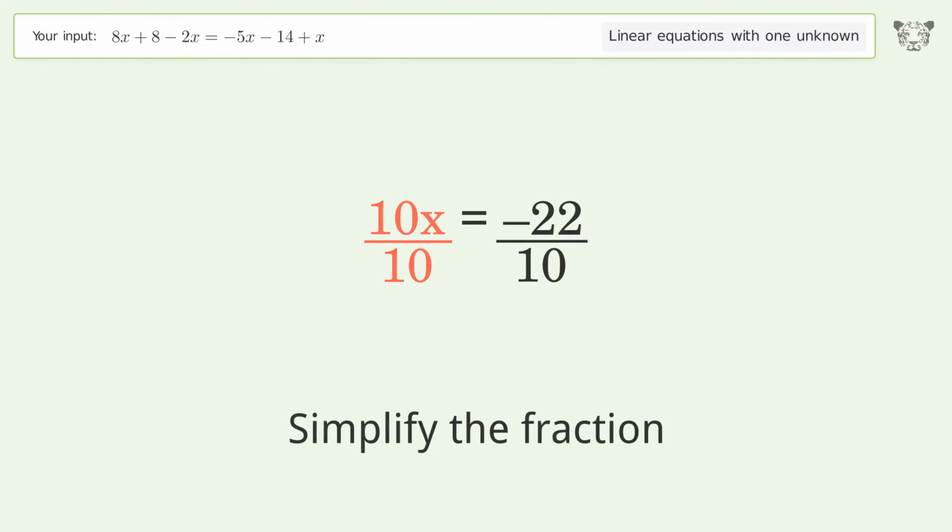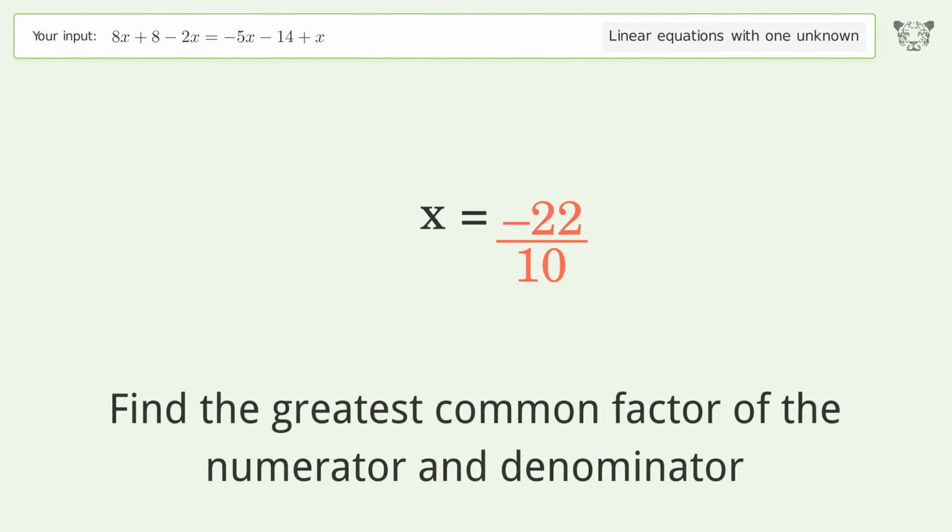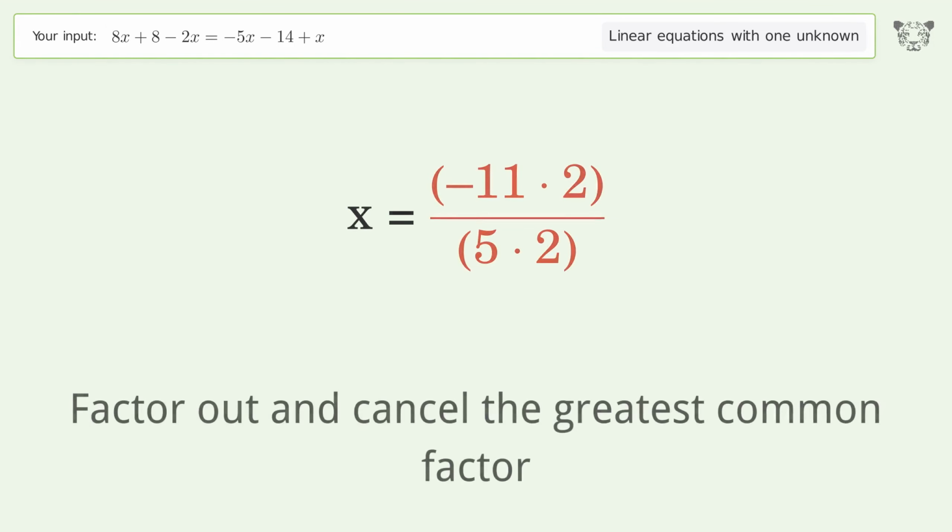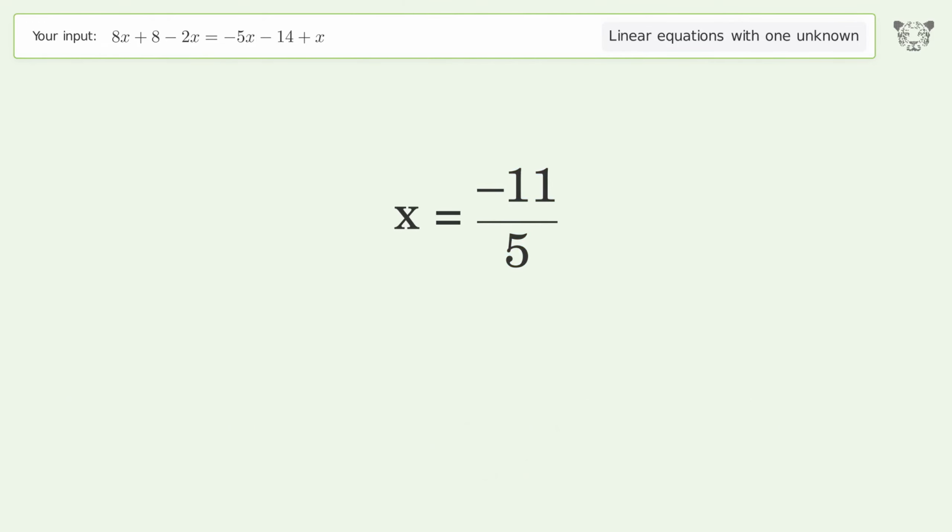Simplify the fraction. Find the greatest common factor of the numerator and denominator. Factor out and cancel the greatest common factor. And so the final result is x equals -11/5.